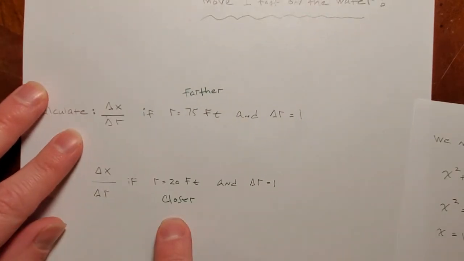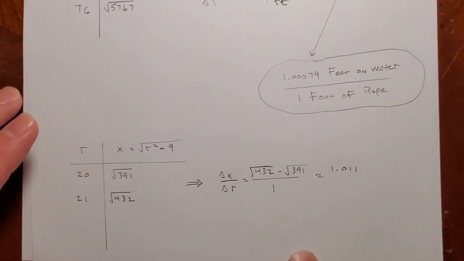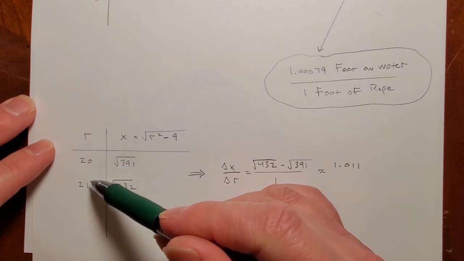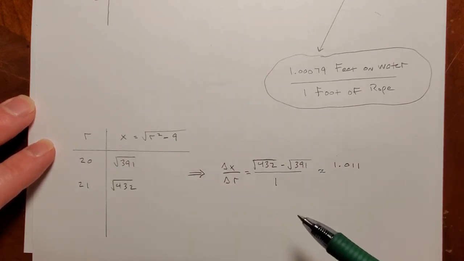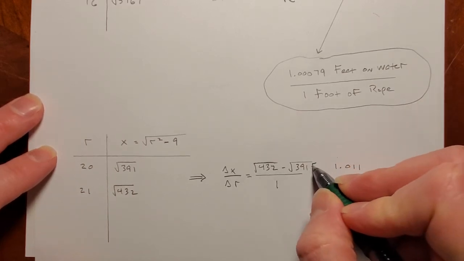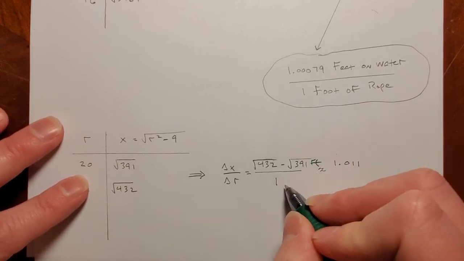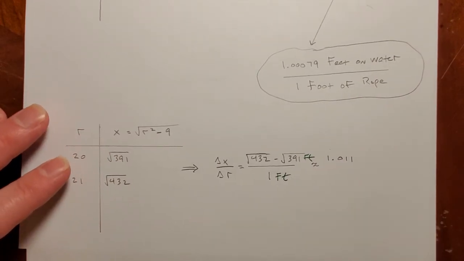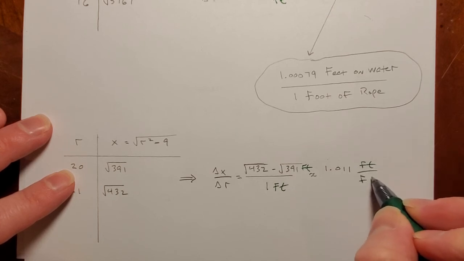What about this other one? What about when the rope is 20 feet? That'll put the boat closer. What's different about it? Well, okay, so it's a 20 to 21. There's the x for each of them. There's delta x over delta r. And again, this is in feet. These numbers are in feet, they're distances. That number's in feet. And so this is 1.011 feet per foot.